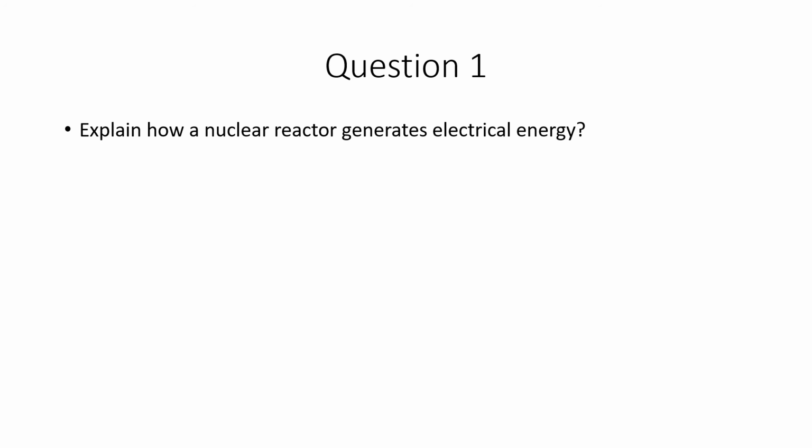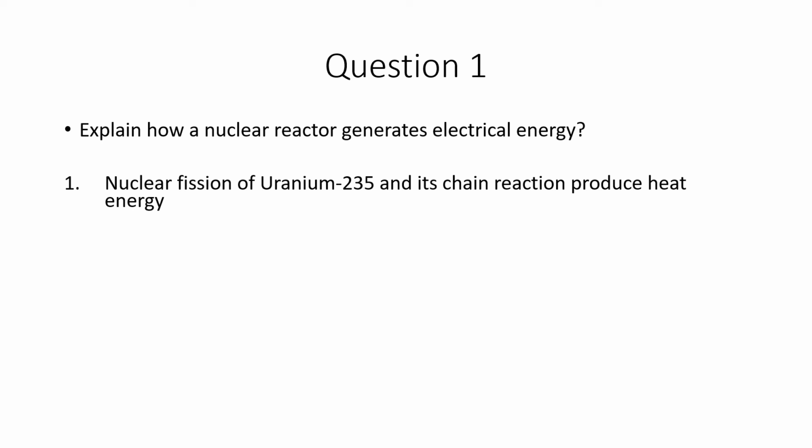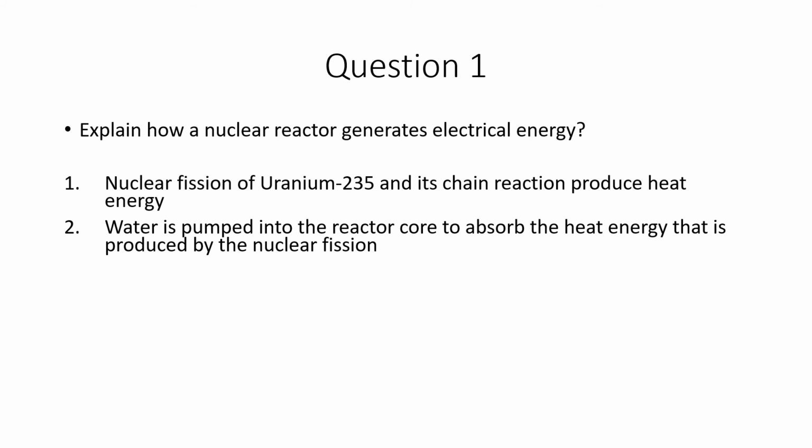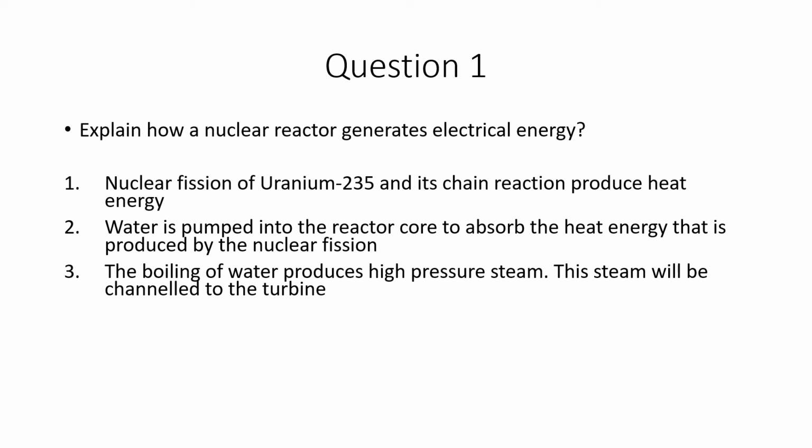First, nuclear fission of uranium-235 and its chain reaction produce heat energy. After it produces heat energy, what happens? We need to pump water into the reactor core to absorb the heat energy produced by the nuclear fission. Then, what happens to the water? It will boil, and the boiling water will produce high pressure steam, and that steam will be channeled to the turbine.